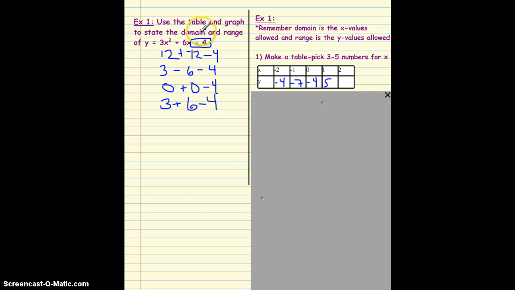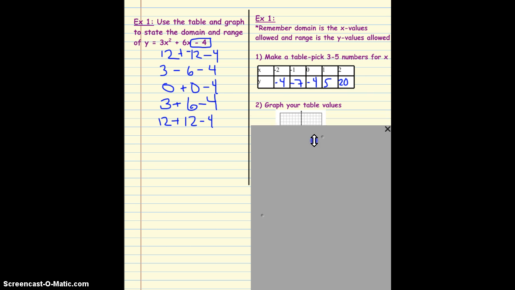And one more, plugging in 2. 2 squared is 4, times 3 is 12, plus 6 times 2 is 12, 24 minus 4 is 20. All right, so as I said, we just pick some numbers, some positives, some negatives, and a 0, and plug them into our equation. Now step number 2 is we're going to graph our table of values.